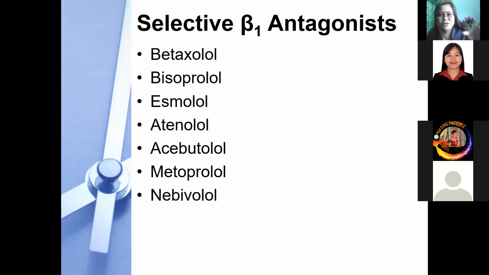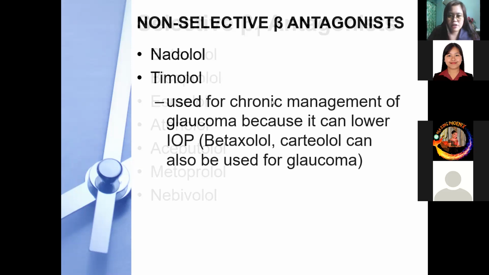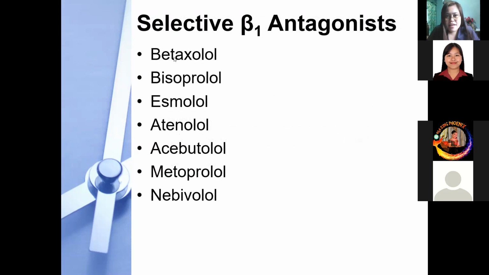BIM is betaxolol, bisoprolol, esmolol, atenolol, acebutolol, metoprolol, and nebivolol. The non-selective ones are timolol, nadolol, propranolol, but betaxolol and carteolol can be given for glaucoma. So betaxolol is a beta-1 antagonist, and then we have bisoprolol, esmolol. This is a board exam question.